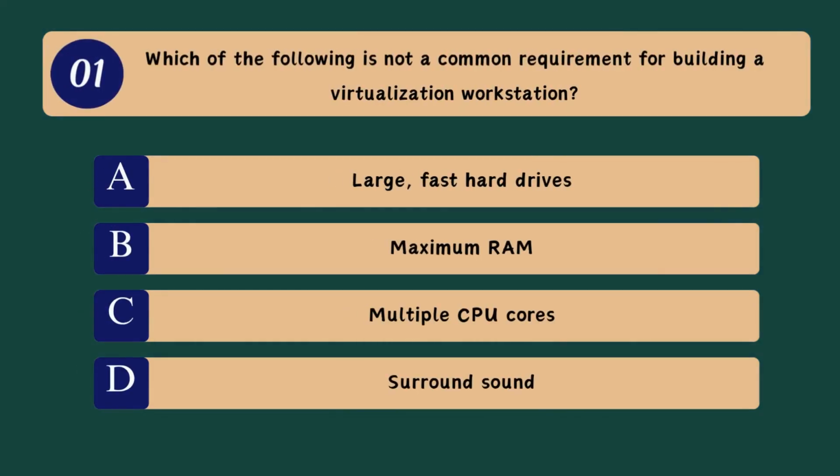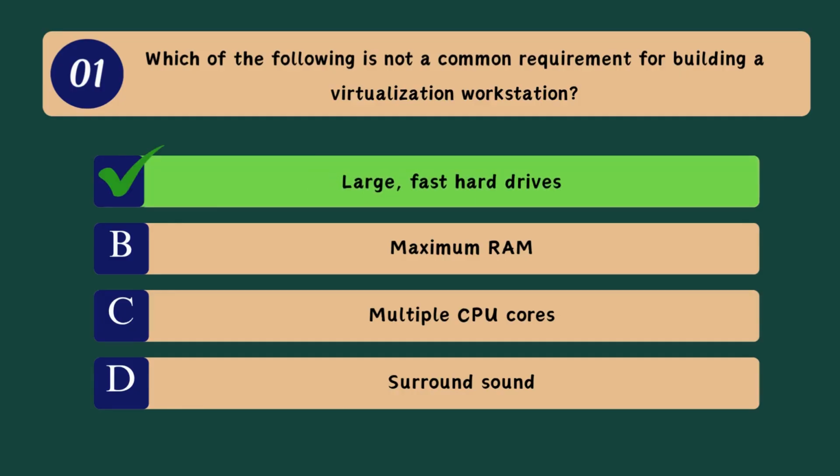Question 1. Which of the following is not a common requirement for building a virtualization workstation? A. Large, fast hard drives. B. Maximum RAM. C. Multiple CPU cores. D. Surround sound.